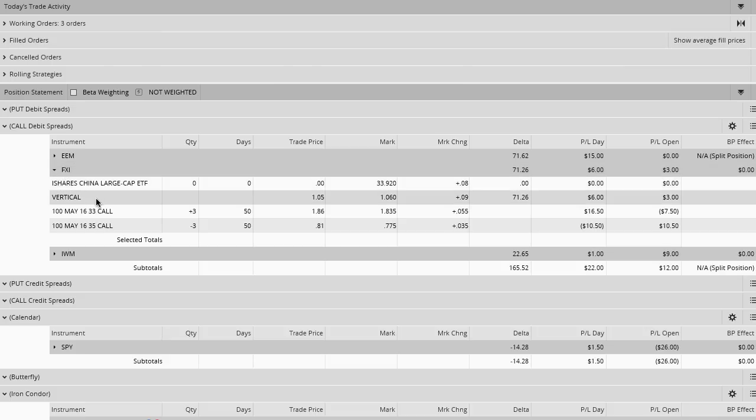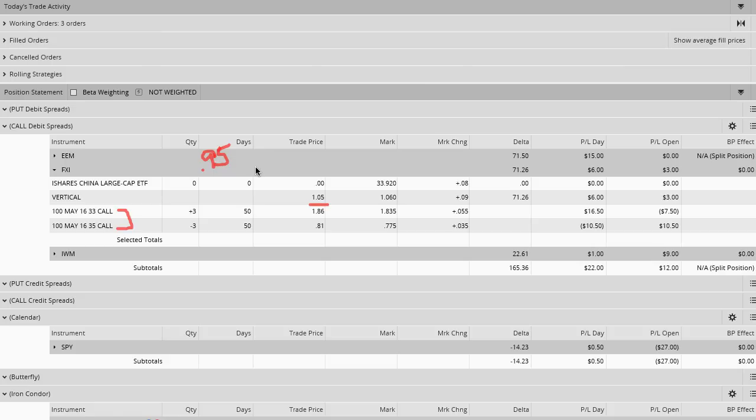So again, let's look at another one here with FXI. FXI is another call debit spread that we're trading. And you can see that we paid $1.05 for FXI. Now this is a $2 wide spread, so it's going to be a little bit different. In this case, our max potential gain on this trade is $95. The spread's going to be worth $2 at expiration, meaning that we can only make $95 on this trade if it were to go all the way to expiration and be profitable.